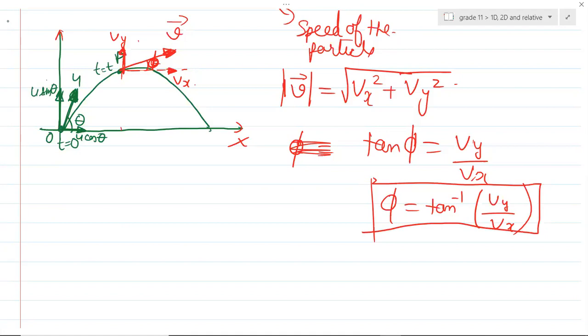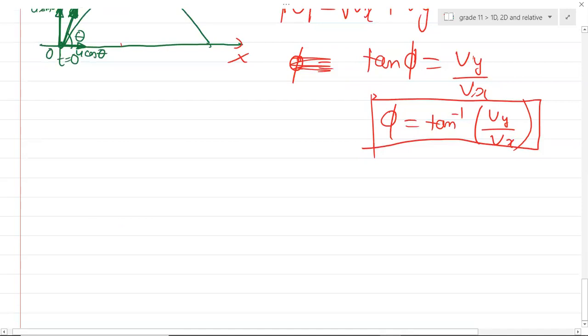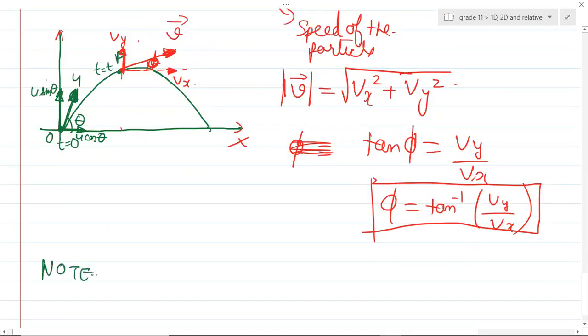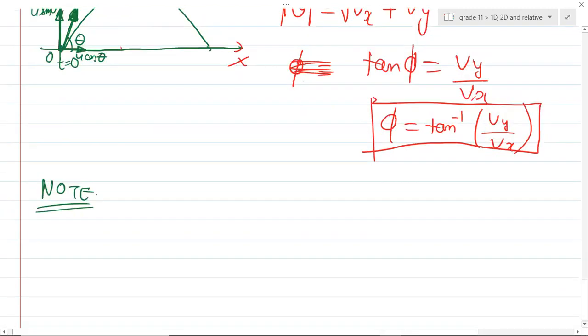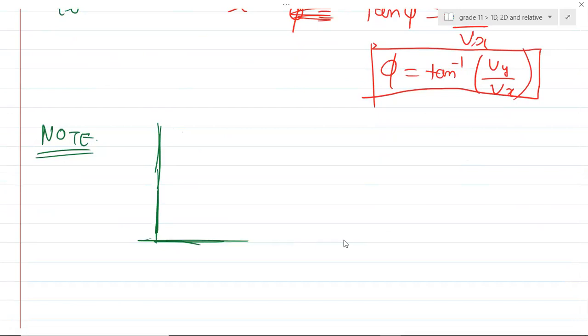चलो heading डालो. Horizontal range, maximum height and time of flight. Very interesting fact, one important fact in this thing. Note, at the highest point, tell me what will be the velocity at the highest point. I'm not talking about the x component, I'm talking about the y component. Suppose if this is your projectile, why am I finding this?